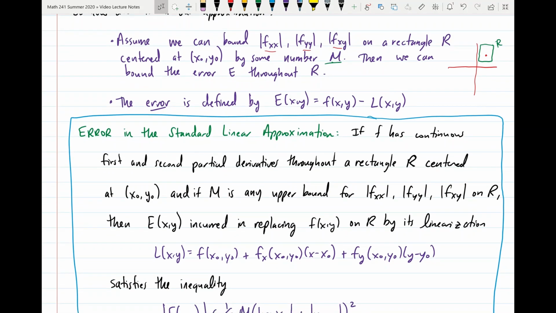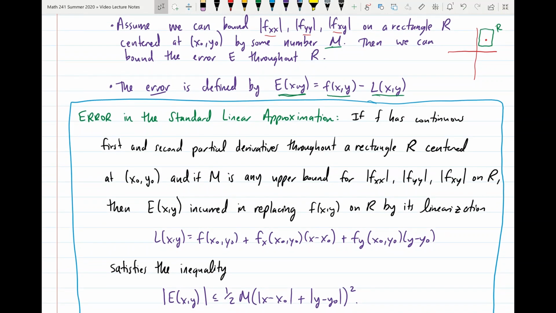The error is defined by E of x, y, so the error at some point, is equal to the value we get when we plug the point into f minus the value we get when we plug the point into L. This is just saying the error is the difference between the actual value of the function at x, y and our approximated value of the function at x, y given by the function L.